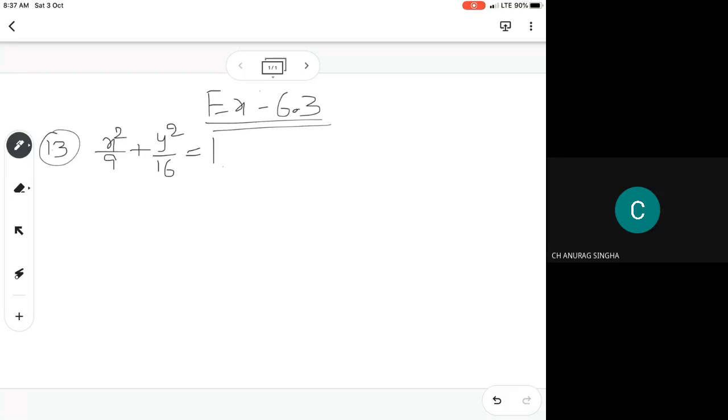In the conic sections we have learned x square by a square plus y square by b square is equal to 1. What does it represent? We learned these different shapes in conic sections last year, in the 11th class. One is this one. Can anyone say what is this? What is this shape?